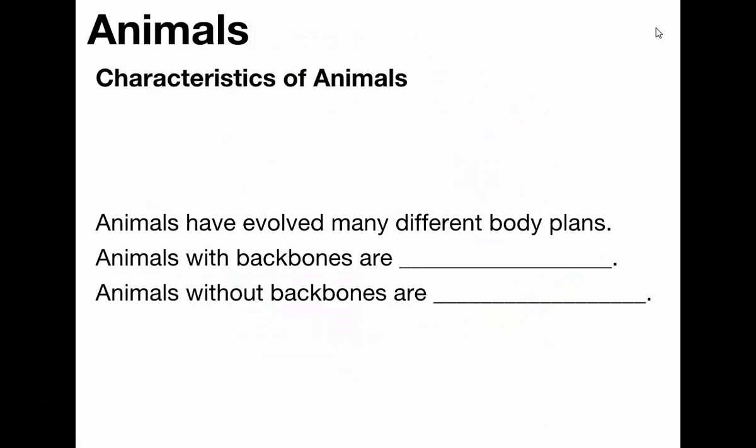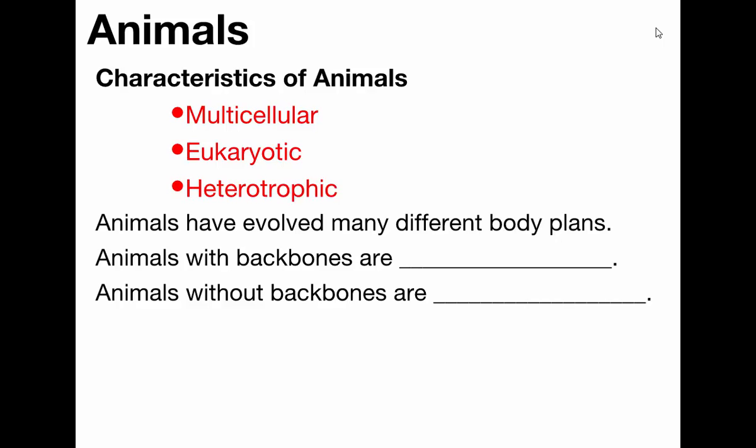Okay? So as you said, animals are multicellular. They're made of many cells. Those cells have a nucleus, and they have other complex organelles. And animals are heterotrophic. They need to consume other organisms. That's how they get energy. So we're in the domain Eukarya, kingdom Animalia.